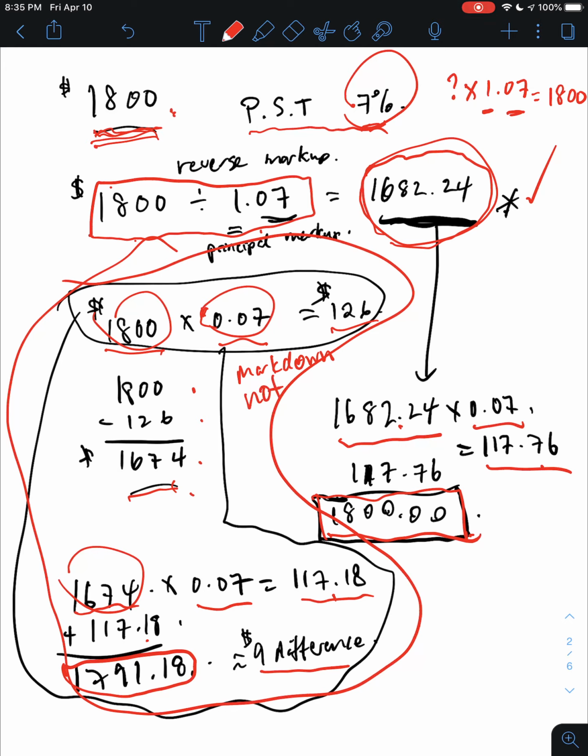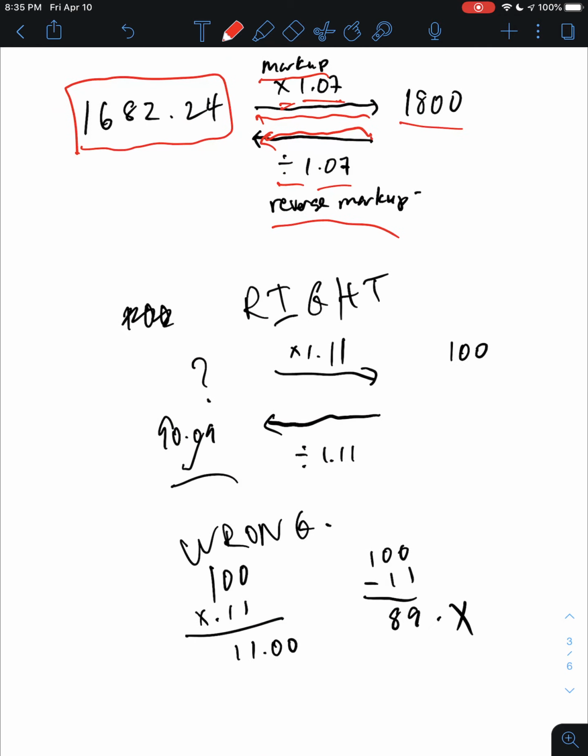And it's not the same as reverse markup. So you should know the difference between the markdown and a reverse markup and which one is appropriate. Sometimes one is appropriate, sometimes the other is appropriate. So let's see here now.